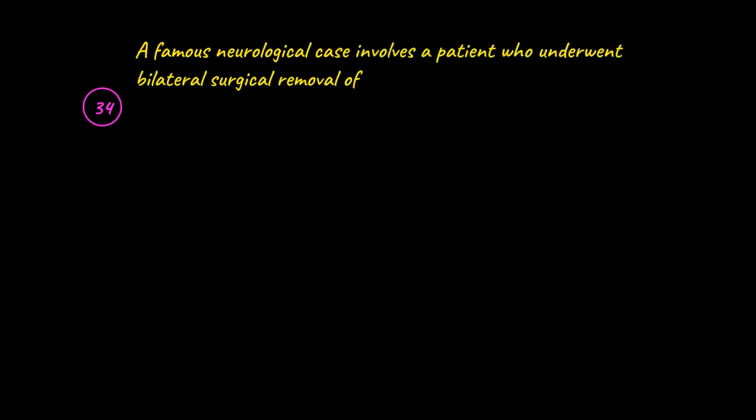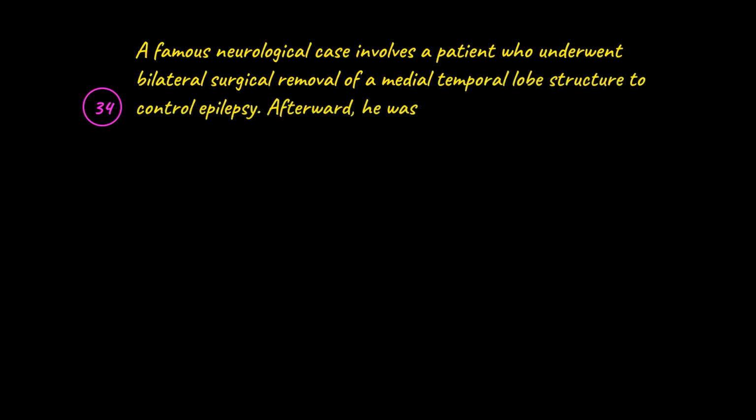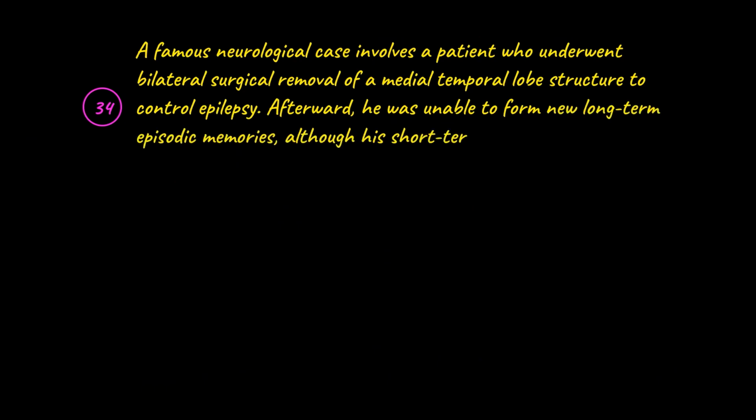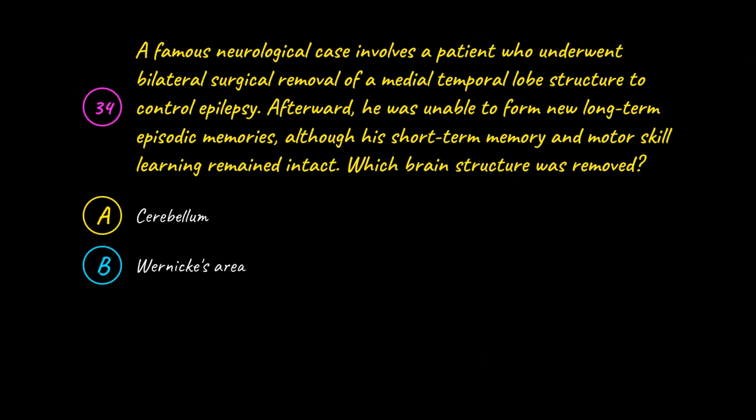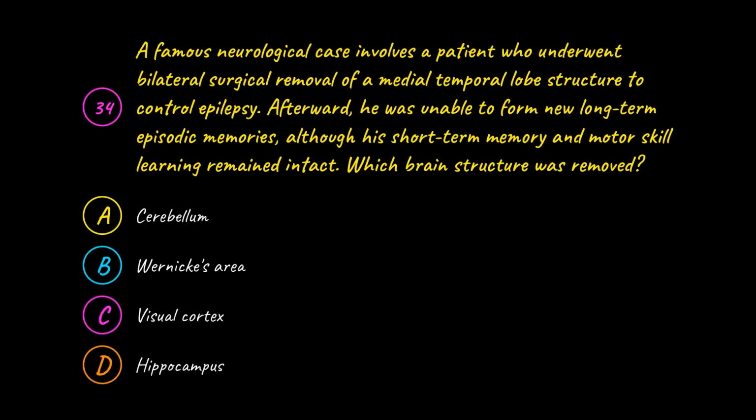Question 34. A famous neurological case involves a patient who underwent bilateral surgical removal of a medial temporal lobe structure to control epilepsy. Afterward, he was unable to form new long-term episodic memories, although his short-term memory and motor skill learning remained intact. Which brain structure was removed? Your options are A. Cerebellum, B. Wernicke's area, C. Visual cortex, D. Hippocampus. Take a second. Which answer would you pick?